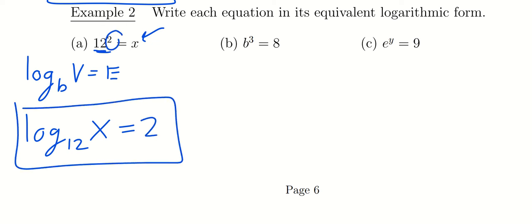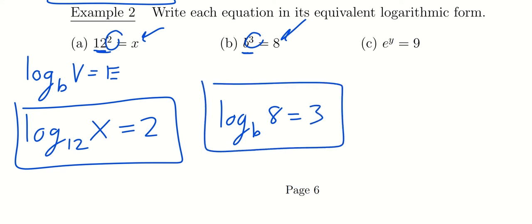So when we say 12 squared equals x, this is equivalent to saying log base 12 of x equals 2. Let's do another one. We want to start out by writing the log of the base. Here, in this case, the base is the variable b. What goes inside is the value. That's the number 8. And a logarithm is equal to an exponent. In this case, the exponent is 3. b cubed equals 8 would be equivalent to saying log base b of 8 equals 3.